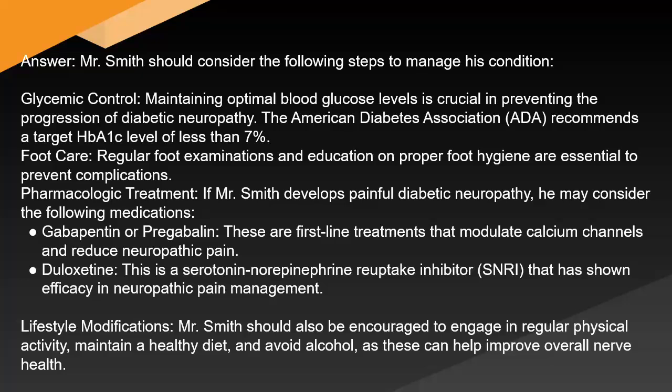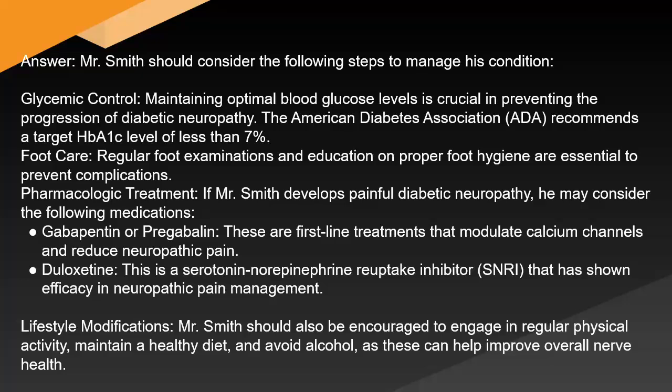Glycemic control. Maintaining optimal blood glucose levels is crucial in preventing the progression of diabetic neuropathy. The American Diabetes Association (ADA) recommends a target HbA1c level of less than 7%. Foot care. Regular foot examinations and education on proper foot hygiene are essential to prevent complications.